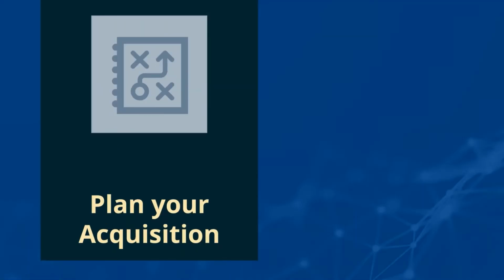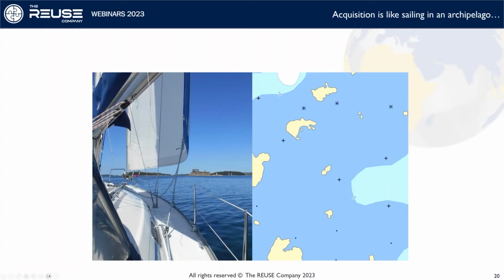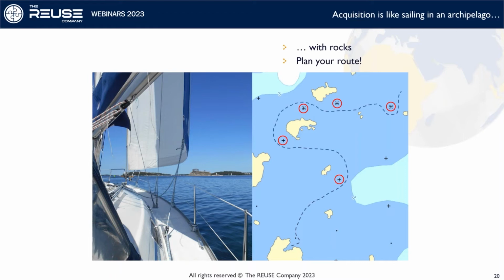Okay, so let's take a step back and look at what your acquisition is like. It can be really beautiful. It can be like a sail in the archipelago on a sunny day and everything is fine, but there could be rocks. So you could just hope for the best, or you could do something to plan your route to avoid the worst rocks. This is something that you of course need to do from the beginning.